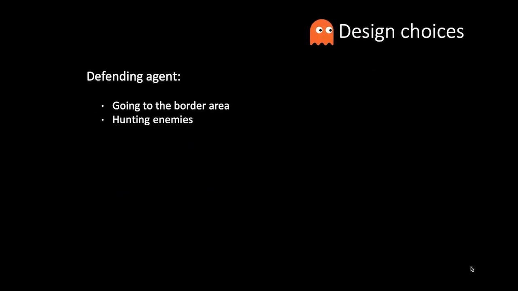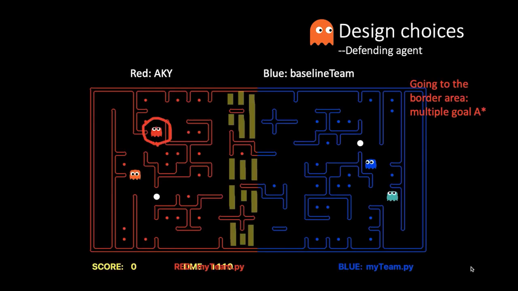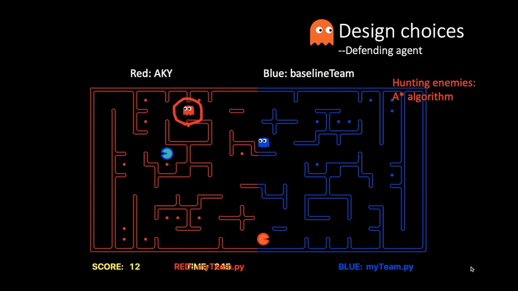On the other hand, our defending agent has the following approaches. From the start position, it will go towards the border area through the path given by the A-star algorithm. Here, the goals are the different entry points of the maze. Once it reaches the border, it will start patrolling until an opponent is detected in our sight. Our defending agent can detect an enemy in two ways: when the enemy is within 5 Manhattan distance range, or when our amount of food decreases. In this case, our agent will try to get to the area where the last food was eaten. It will then hunt the enemy using the A-star algorithm.